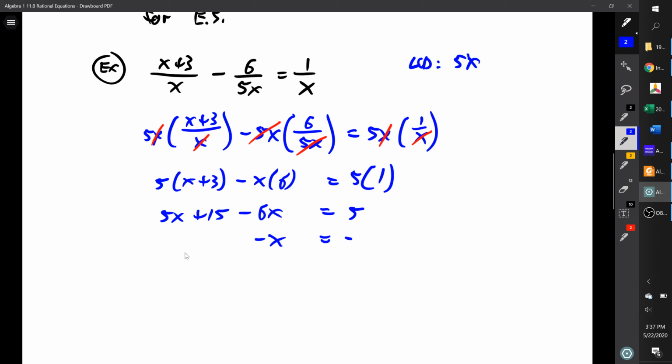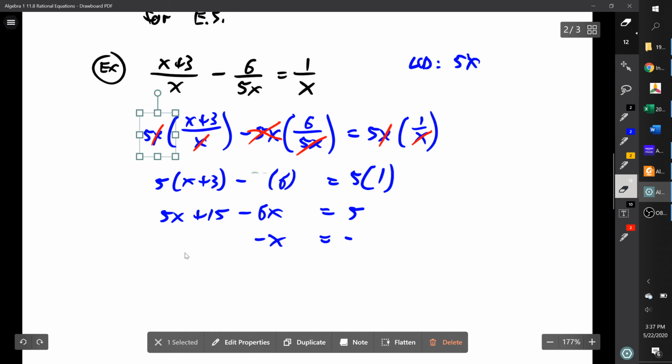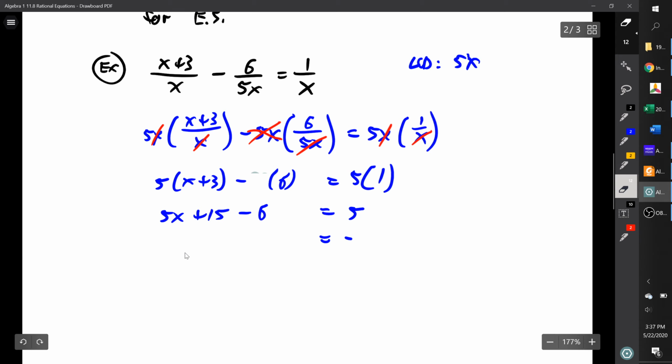x plus 3 over x, good, minus 6 over 5x, good, equals 1 over x, good. So I multiplied each term by 5x, good. The x's cancel, I'm left with 5x plus 15, all right, minus, the 5x's cancel. Oh, minus 6, that's why. This x is canceled. I saw that as just canceling the 5. The whole 5x got canceled. So that x right here should not be there. So this is just minus 6. All right, that is much better.